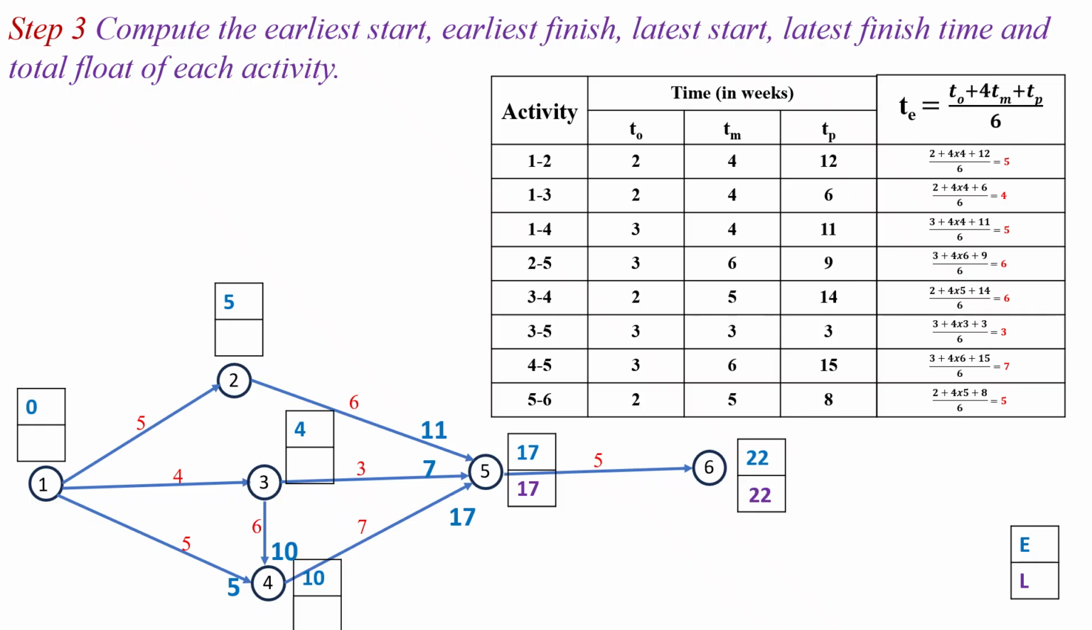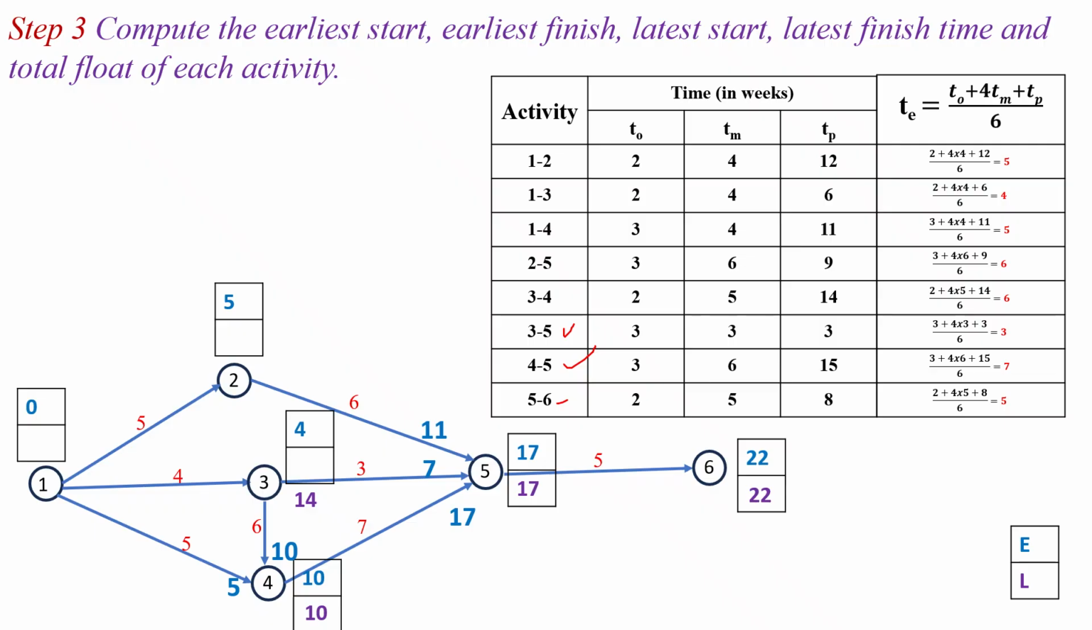So next we have to look for the activity 4 to 5. For the activity 4 to 5, latest finish time is the 17 and latest start time is 17 minus 7, which is equal to the 10. So next we have to look for the activity 3 to 5. So for the activity 3 to 5, latest finish time is the 17 and latest start time will become the 17 minus 3, which is equal to the 14 at the event 3.